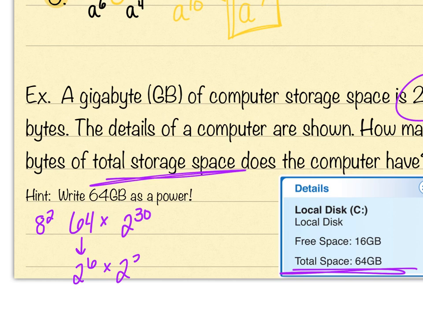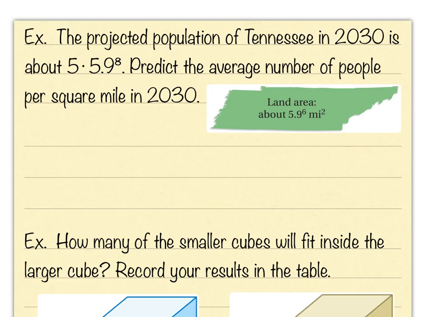Now, since I have the same base, I couldn't have done this if I had made my base 8, because they would have different bases. But now that they have the same base, those property rules kick in, and this is going to be 2 to the 36th bytes. B-Y-T-E-S. There we go.